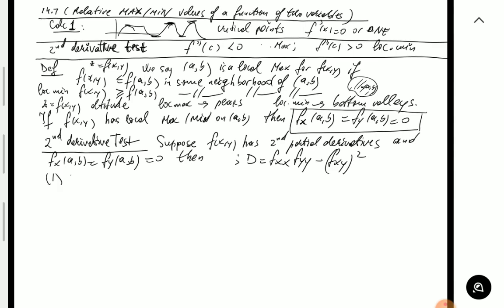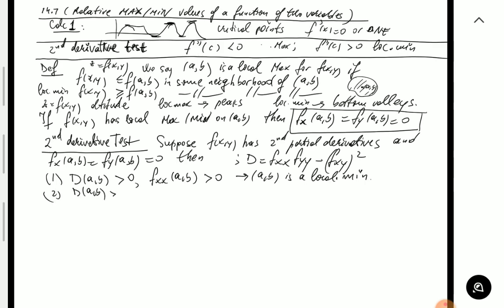The first case is if the discriminant at (a, b) is greater than 0 and partial x twice at (a, b) is greater than 0, then the point itself is a local minimum. Second criterion: if again the discriminant is greater than 0 and partial x twice at (a, b) is less than 0, then the point itself, (a, b), is a local maximum. By the way, make sure to watch the second part where I'm going to show you with Maple some of these examples to see how they look.